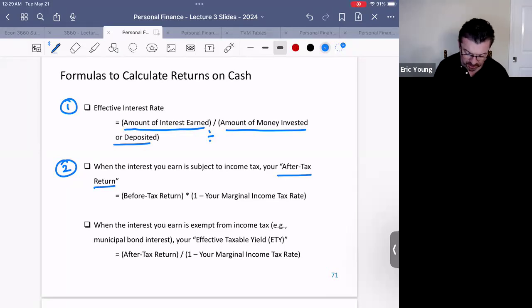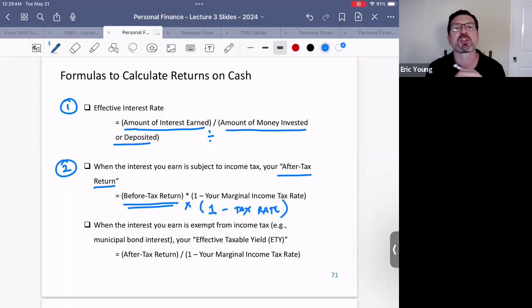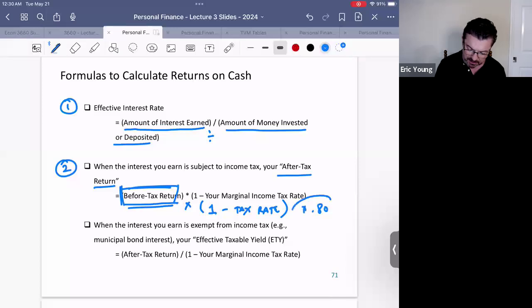So after-tax return is going to be equal to your before-tax return, which was basically the number that we got up here, your effective interest rate. And we're going to multiply that by 1 minus your tax rate. We'll learn about marginal tax rates in a later lecture, but for now, just notice that 1 minus your tax rate has to be a number below 1. So if you have a tax rate of 20%, then 1 minus 20% is going to be 0.80. If you multiply your before-tax return times 0.80, that basically means you're only keeping 80% of the interest that you made and you're paying the rest in taxes. Okay? So that's our second one, and that's the common situation.